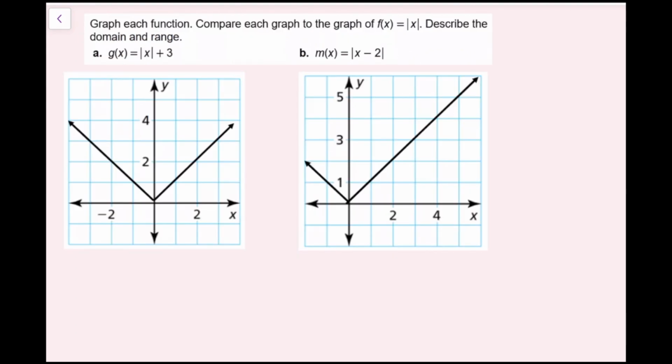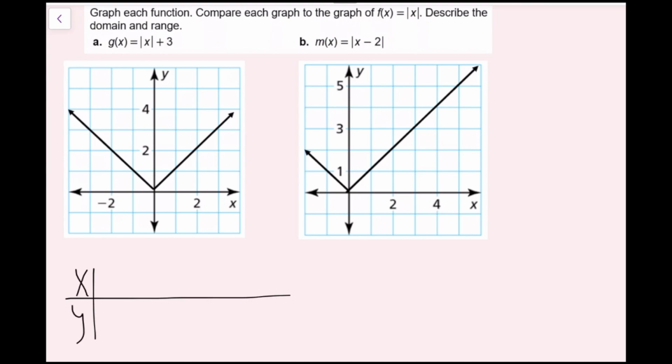Graph each function. Compare each graph to the graph of f of x equals the absolute value of x. Describe the domain and range. Well, if we see our graphs down here, the absolute value of x is graphed for both of them, which is great. So we just have to graph this right here. There's multiple ways to graph, but in this example, we're going to be making a table of values.